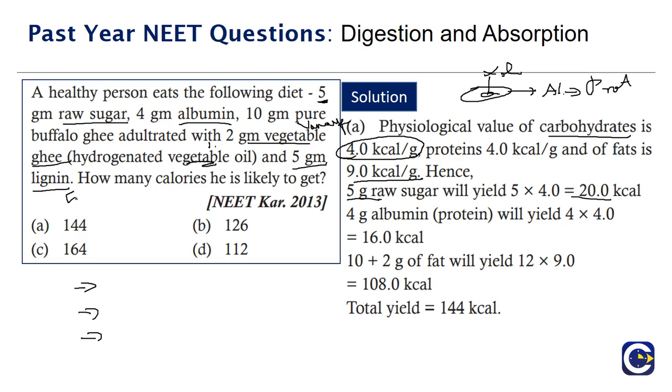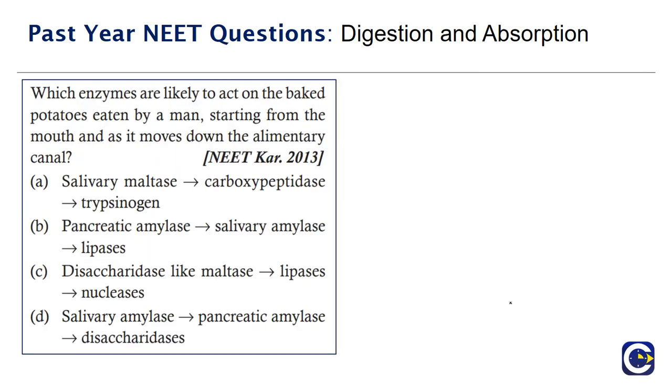What happens to the 5 gram of lignin? Lignin is not metabolized to get calories, because we don't have any digestive enzymes to break down lignin. Okay, so the grand total is 144. So the answer is 144.